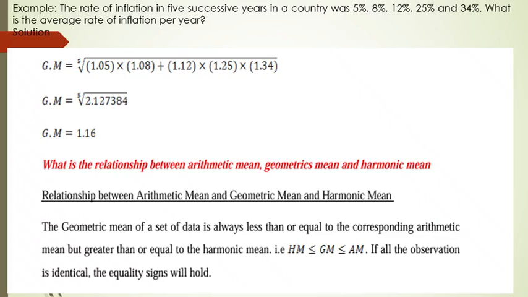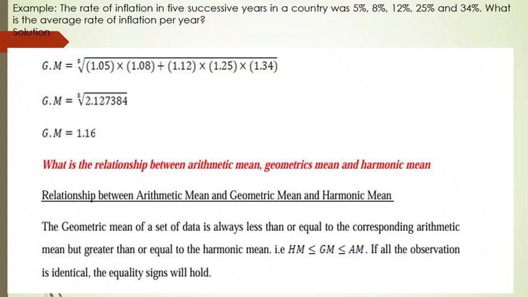So from our notes, we can see geometric mean. They said the rate of inflation in 5 successive years in a country is 5%, 8%, 12%, 25%, and 34%. What is the average rate of inflation per year? First, the thing we have to do is convert percentage to growth factor. Please take note of this. When we convert percentage to growth factor, we simply add 1 to the percentage in decimal form.